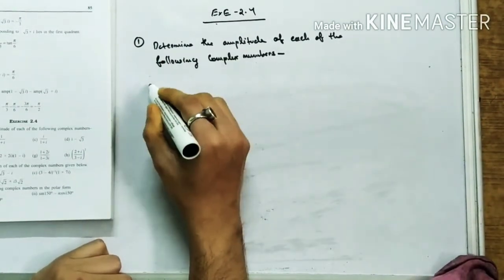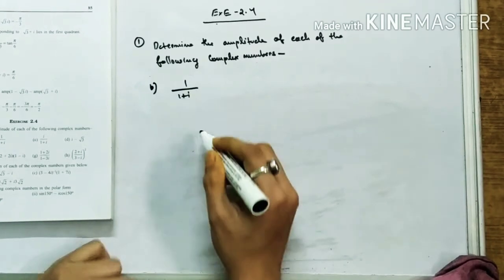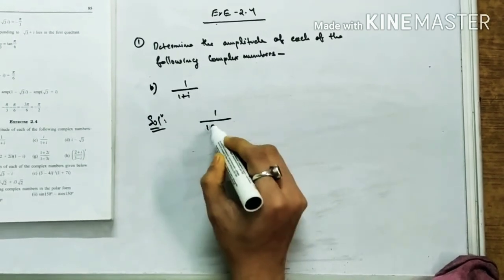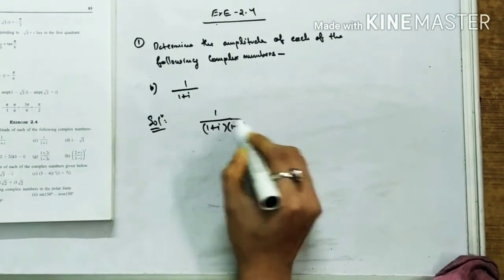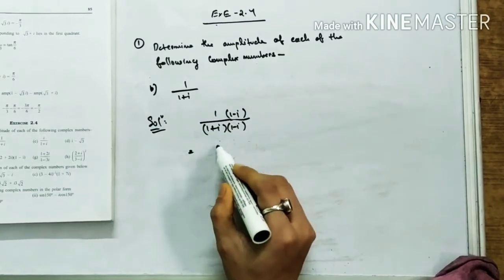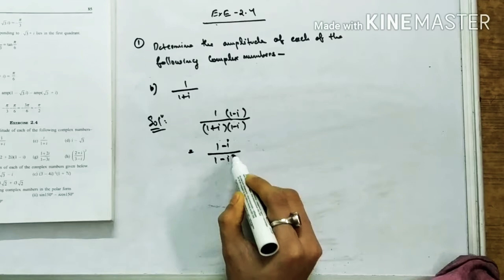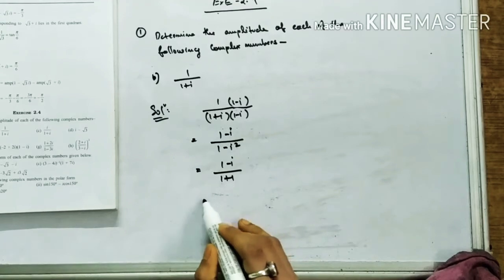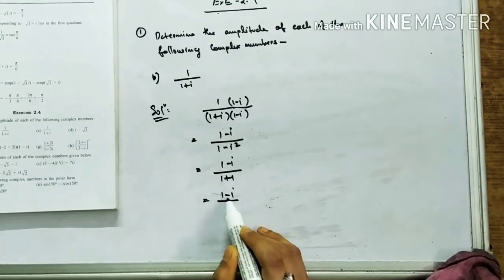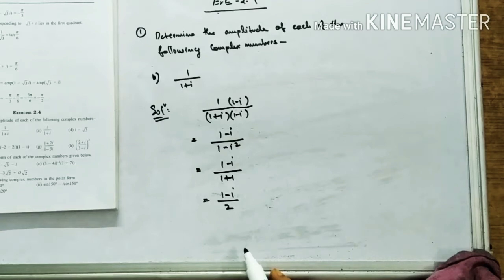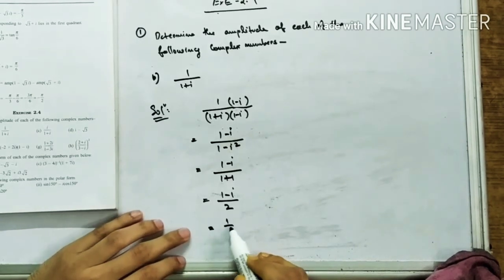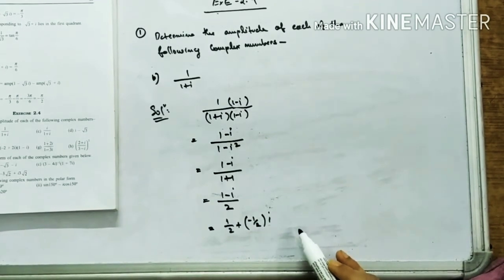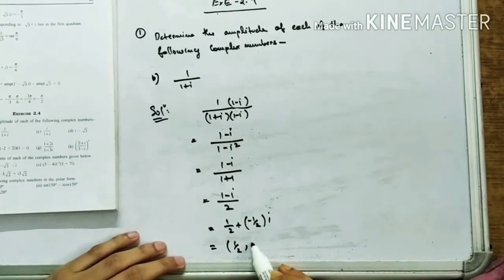Okay. Next again part B. 1 by 1 plus i. So for 1 by 1 plus i, I will multiply both sides by 1 minus i. This I will get (1 minus i) by (1 minus i squared). So this is (1 minus i) by (1 plus 1). So this gives me (1 minus i) by 2. So this equals 1 by 2 plus minus 1 by 2 i, which I can write as (1 by 2, minus 1 by 2).